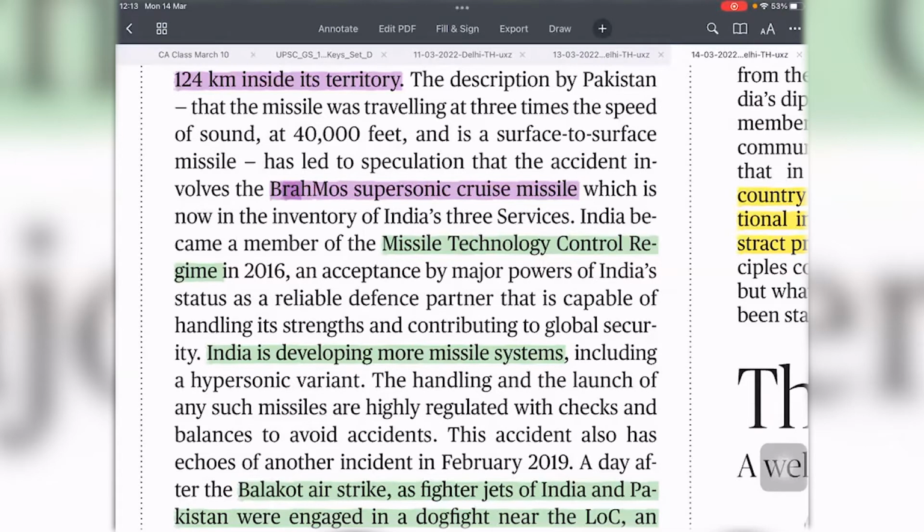Then what is the limitation? Nuclear. Is BrahMos a nuclear missile? It's not nuclear. Sure, sir.